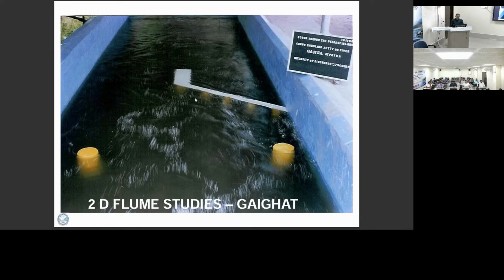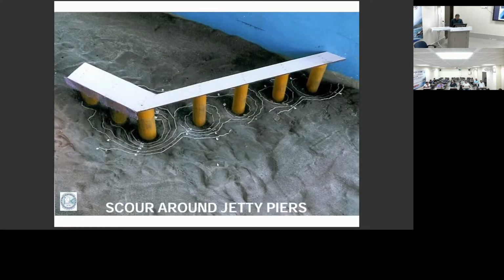This is a Gaigat jetty in Ganga. This is the jetty. So what will be the effect of these? These two are the piers of the bridge, and this is the jetty. What will be the effect of scour of this pier on the jetty pier? This we can study in the 2D model. You need not have a bigger model. So 2D means this is a 1.52 meter width model. So you can see the scour pattern here.